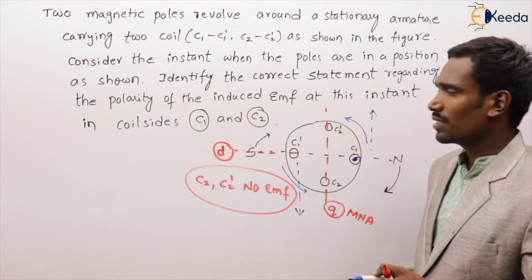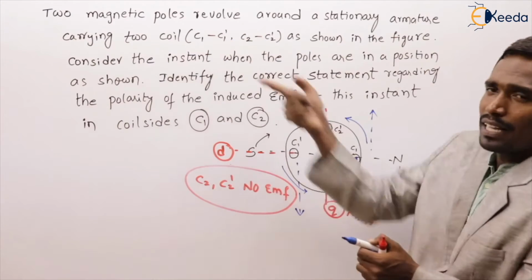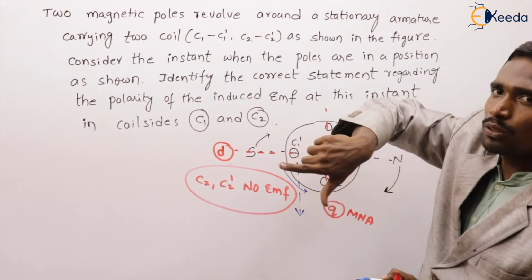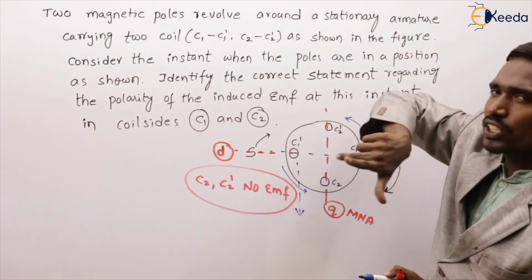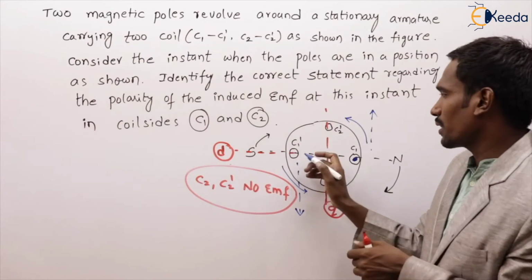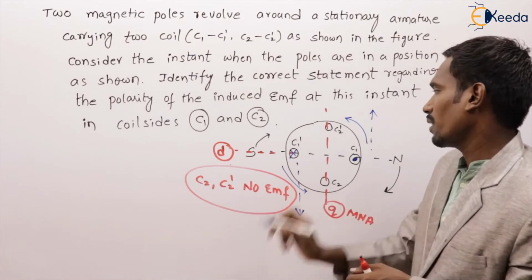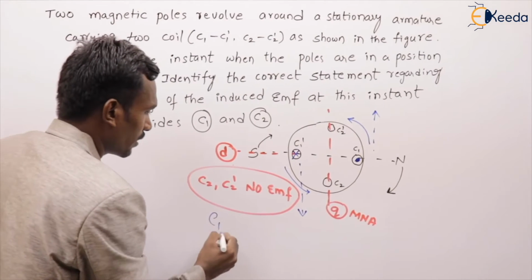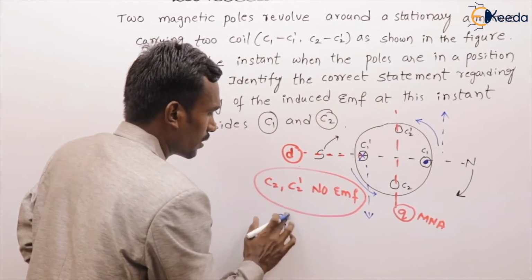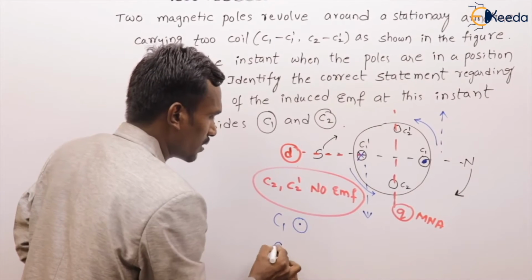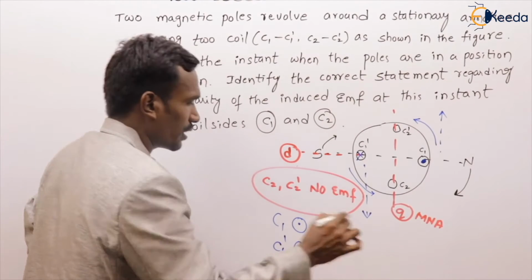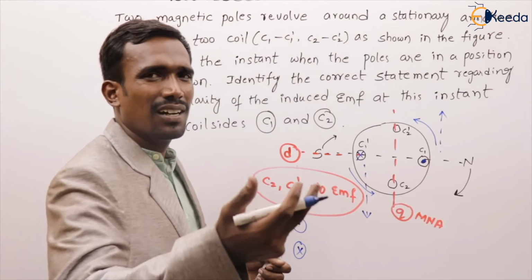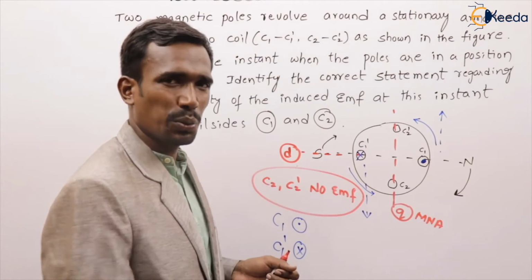And in C1 dash, the same flux direction, but the conductor direction is downwards, then the EMF direction is inwards, nothing but cross. So here in C1 the induced EMF is dot and in C1 dash the induced EMF is cross. Very simple question, the basic Fleming's right hand rule.